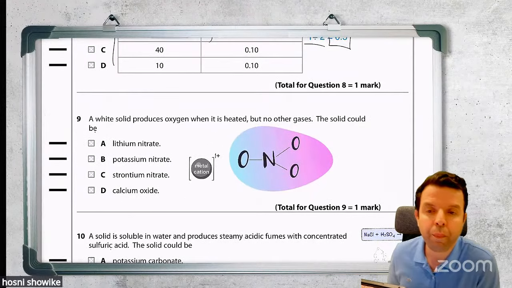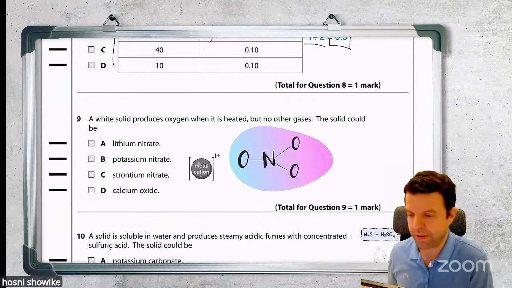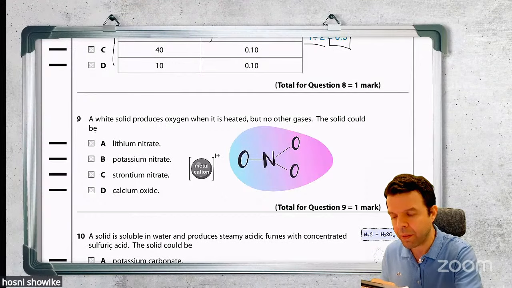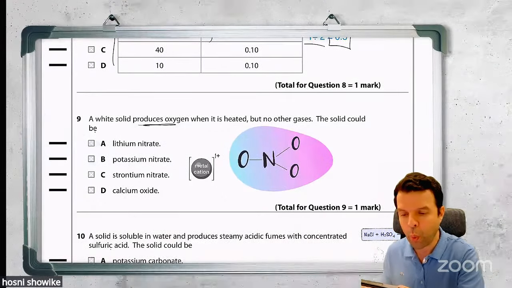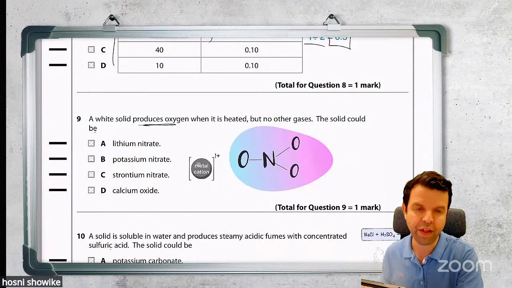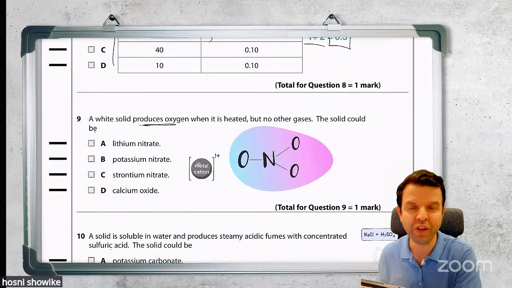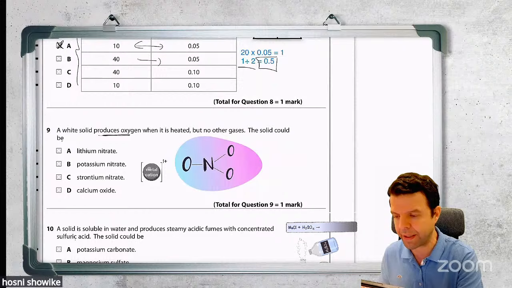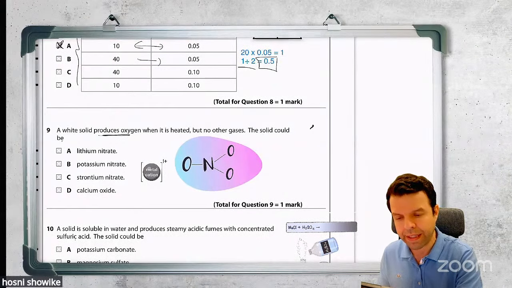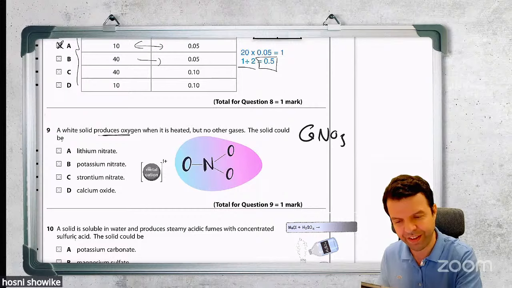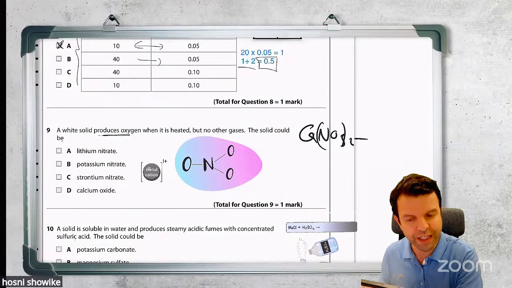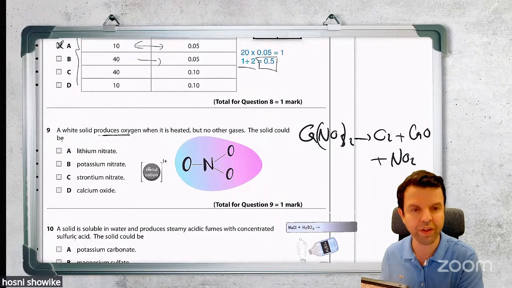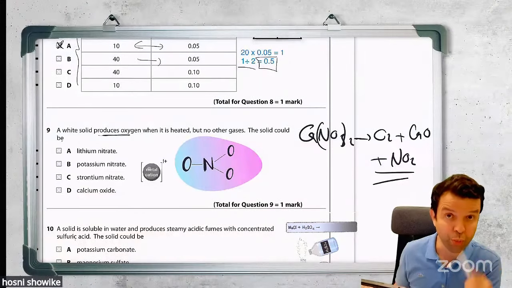Going back to the polarizing power of cations, this said, which one of these has the most oxygen when it's been heated? It talks about decomposition of ionic compounds. Do you know that when you decompose something, let's say calcium nitrate, okay? When that decomposes, it gives me oxygen, it gives me calcium oxide, and it gives me nitrogen dioxide, which is a brown gas. That is group 2 nitrate.